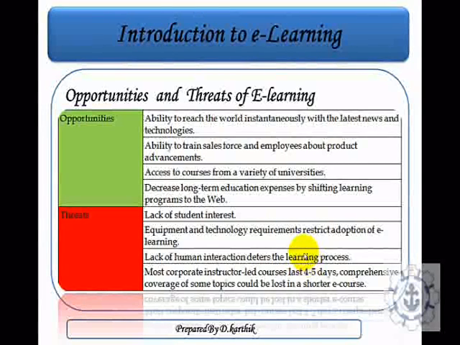Most corporate instructor-led courses last 4 to 5 days, and comprehensively covered topics could be lost in a shortened e-learning course. It means that whenever you are studying as a corporate, over the 4 to 5 days you may miss some terms, maybe because you are absent or because of technology problems. So these are the threats of e-learning.